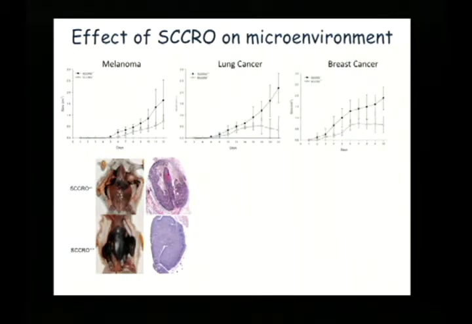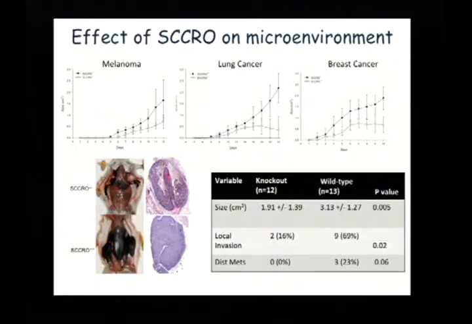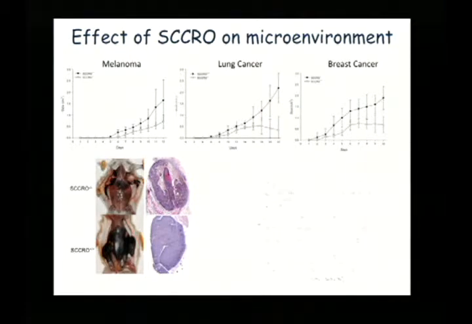This happened not only in melanoma. We did lung, we did breast, we've done mesothelioma, we've done ovary, and really it didn't matter what tumor it was. It was more about the microenvironment than the tumor type in this case. And as we start to dissect these a little further, what we found is a clear difference in size. There was difference in the local invasion, and also some suggestions that there may be differences in metastatic sites, lung being the primary metastatic site for these melanomas.